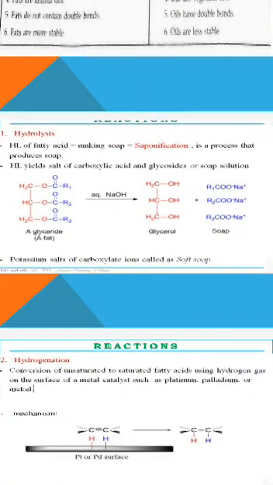If we use the alkali KOH instead of NaOH, then the potassium salt of fatty acid is obtained, and this is nothing but a soft soap. As this method is useful for making soap, it is also called the saponification reaction.